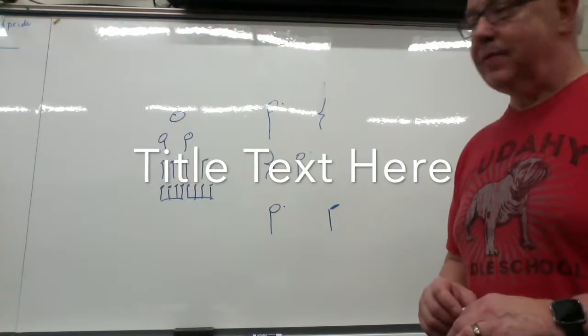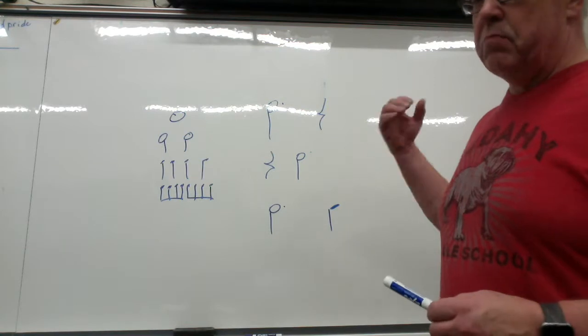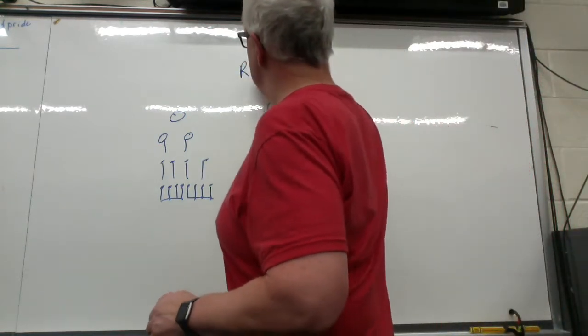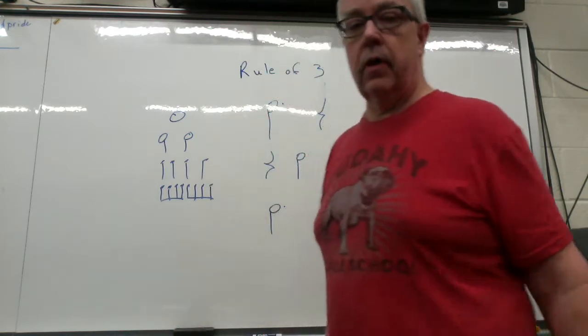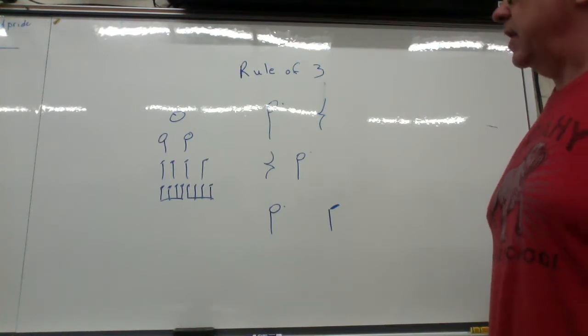All right, next step, dotted notes. Dotted notes are very confusing. The most important rule you can remember about dotted notes is what I call the rule of three. If you remember the rule of three and how it works, you can figure out literally any dotted note.